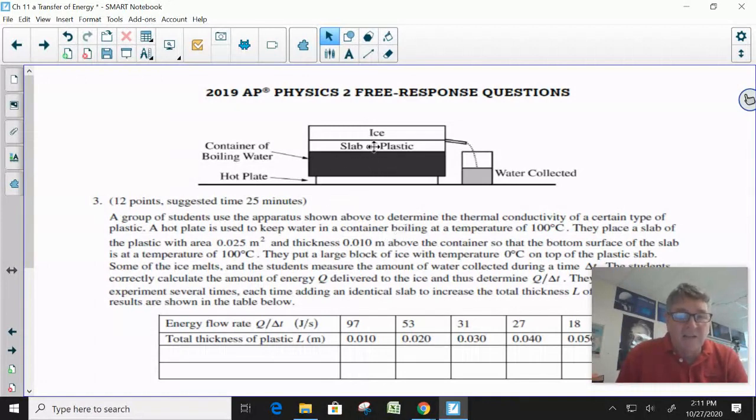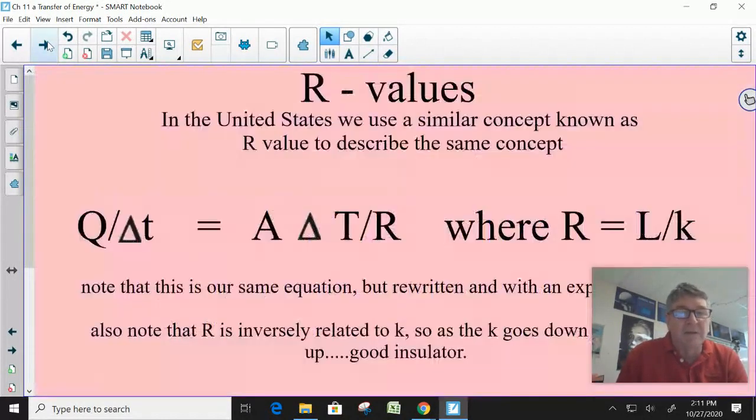If this is hot and this is cold and this is thick, you're going to affect the rate at which the energy transfers over. We can collect water to see how quickly that ice melted. Again, I won't worry about that particular question, but the concept's an important concept. Now, you do not need to know this. This is R values. This is the opposite.